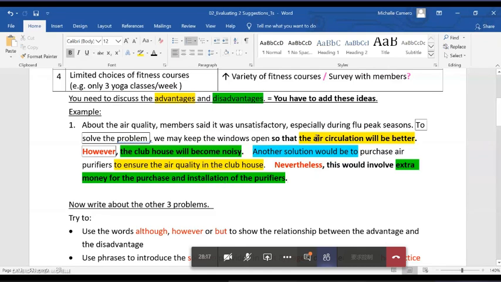Keep track of all the ideas. So again, advantages in yellow, disadvantages in green. When you talk about solution 2, you need some sort of word, so I put it in blue. Words that are used to show the relationship between advantage and disadvantage are in red.